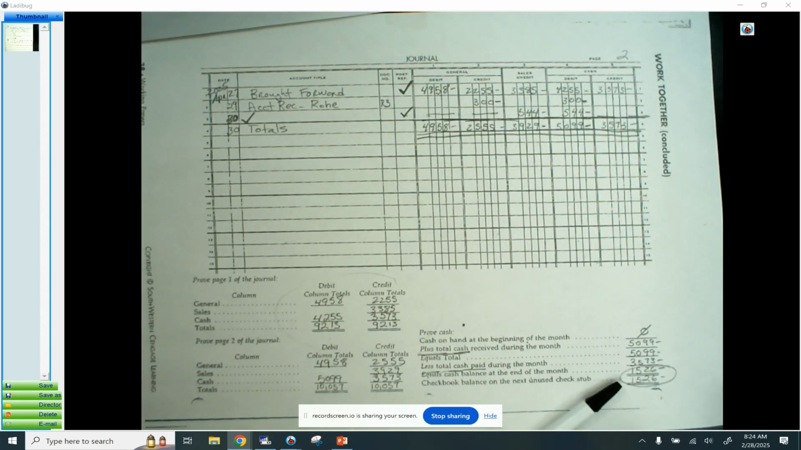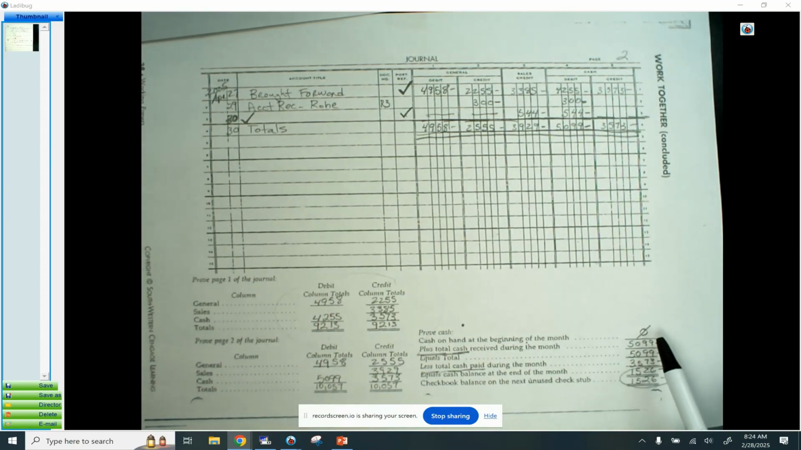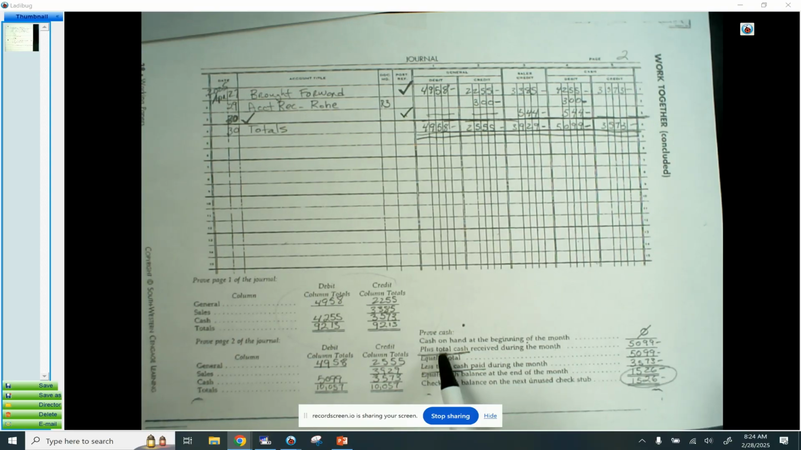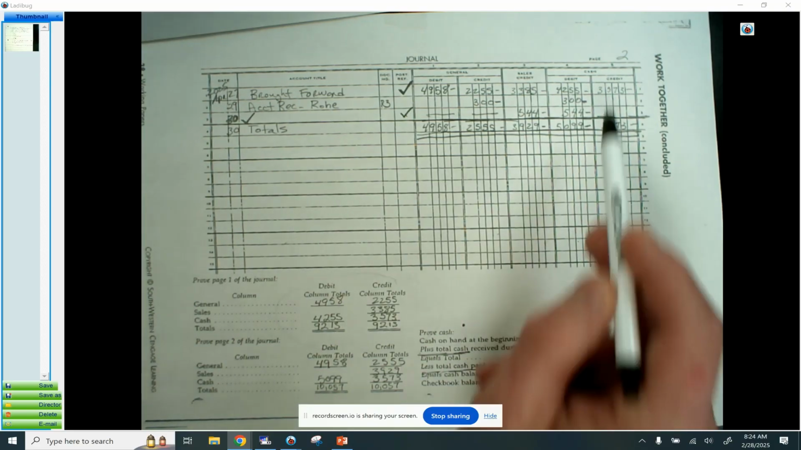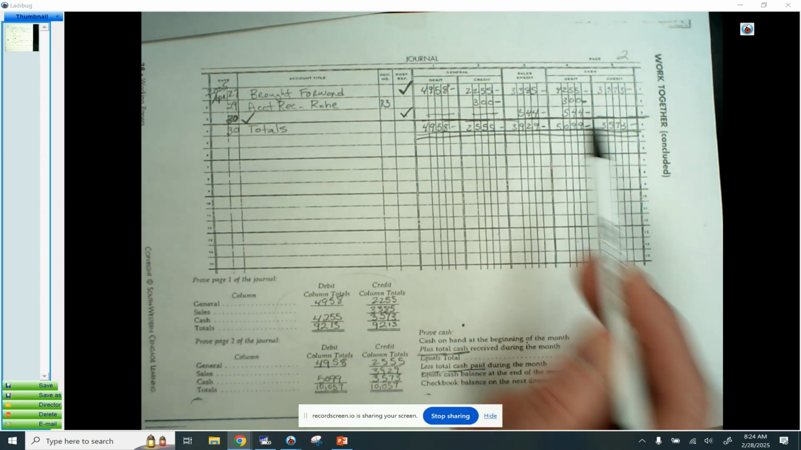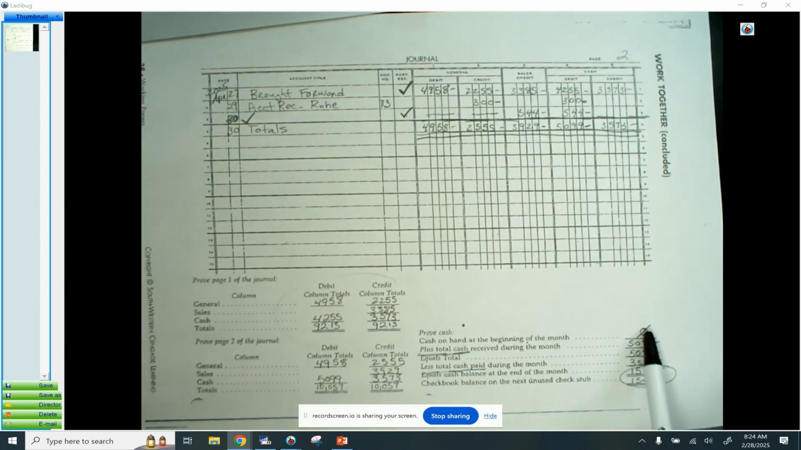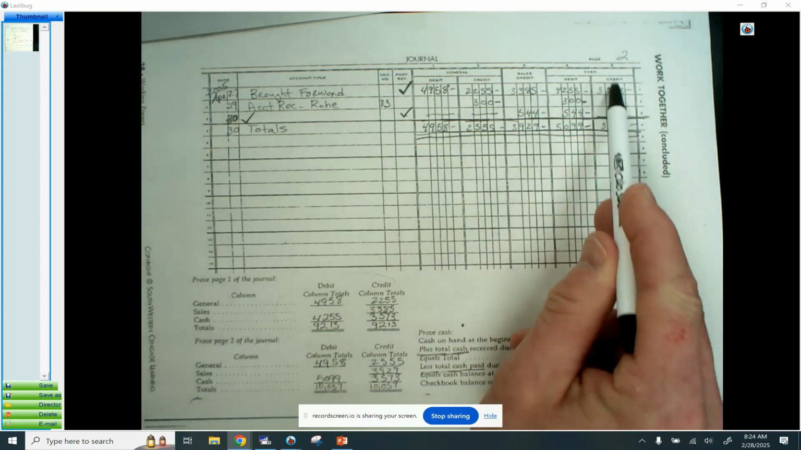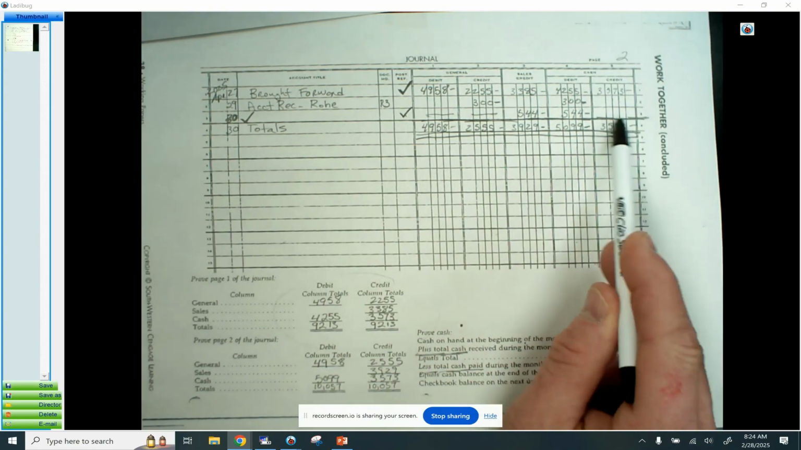The only other thing that you need to know how to do is right here with the proving cash. The directions are going to tell you how much cash you have on hand at the beginning of the month. But to prove cash, you're just taking your previous balance that you have, you're adding in plus cash received during the month. That's going to be your cash debits. That's cash coming in. You add that up, zero plus. You then say less total cash paid during the month. Well, the cash paid out during the month is your cash credit total.